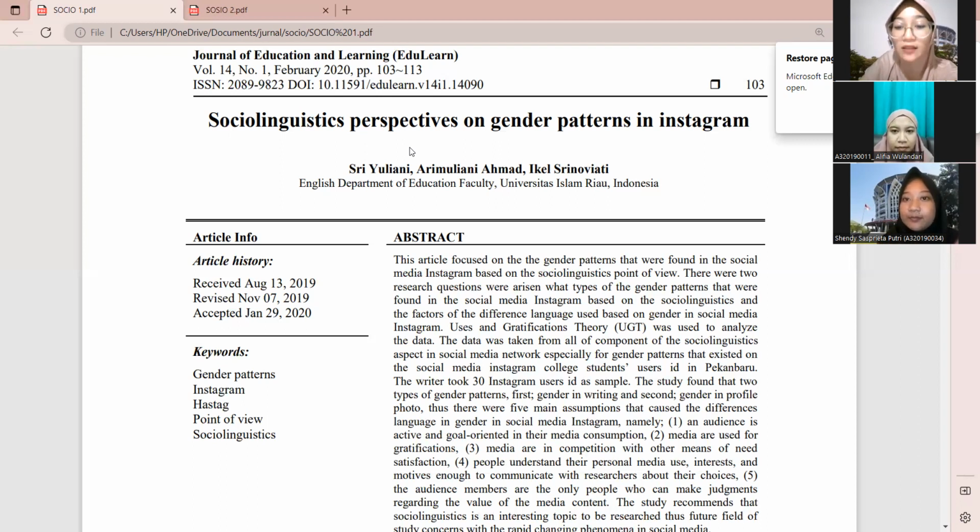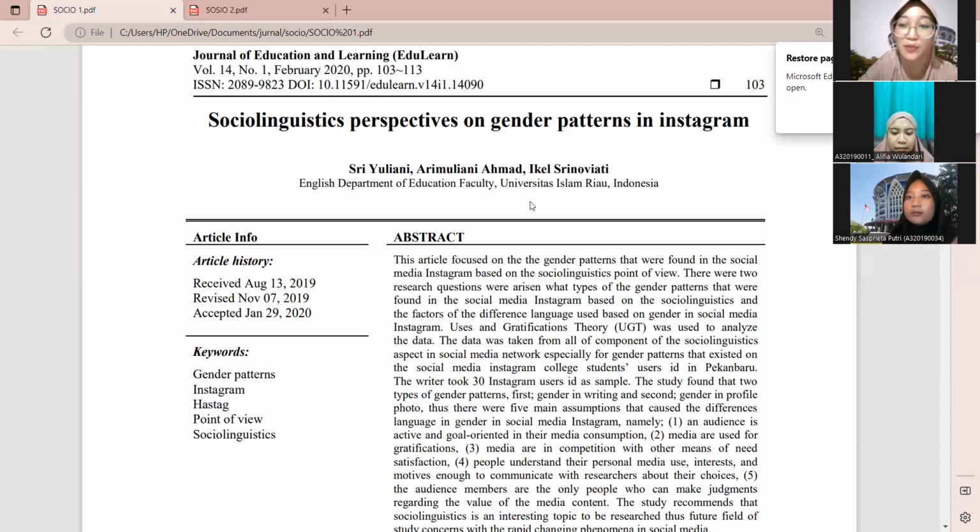Okay, who is the writer of this article? The writers of this article are Sri Yuliani, Ari Mulyani Ahmad, and then Ikel Sri Noviati. Okay, nice. And who is the reviewer of this article? The reviewers are us, Alifia, Aida, and Shendy. Okay, when was this article reviewed by the reviewer? This article was reviewed by the reviewer on 23 January 2023.